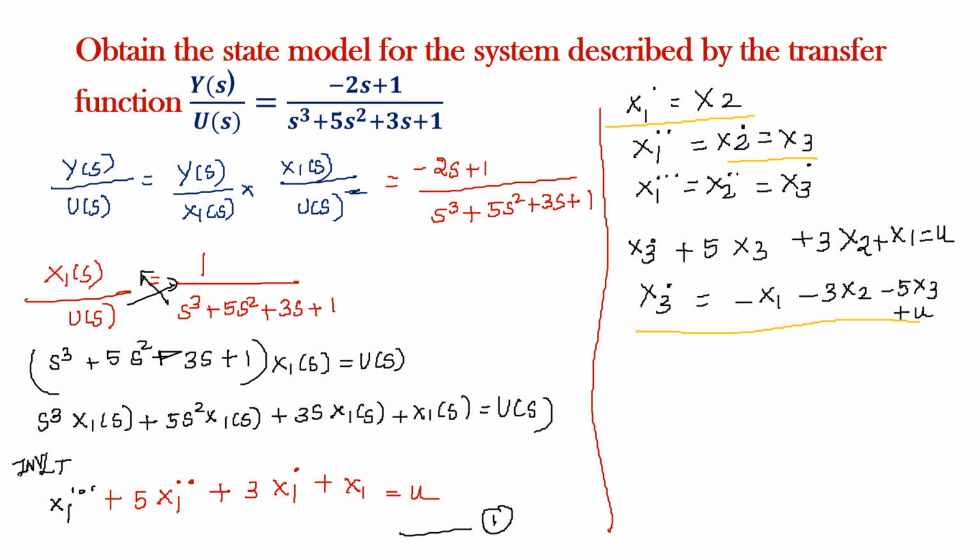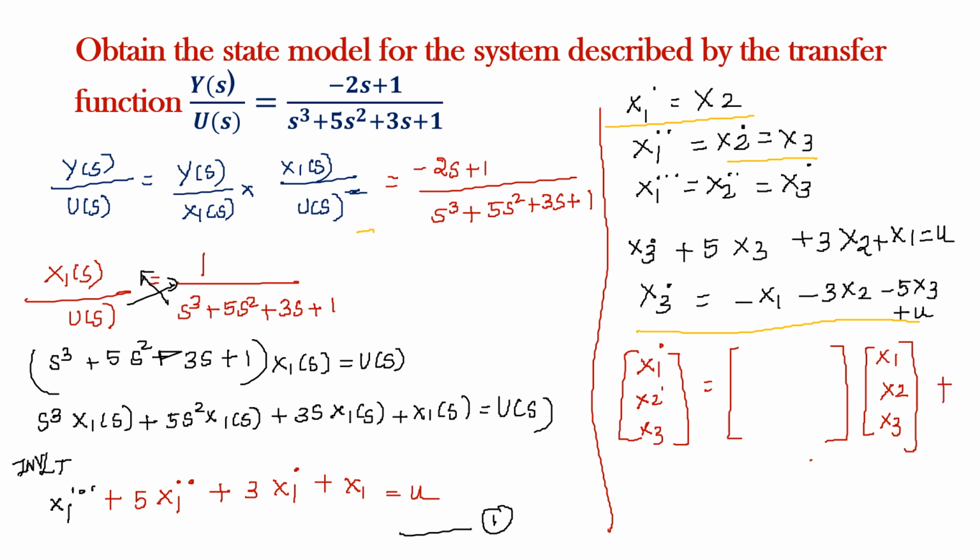Now we have to form the state model in the matrix form. So in matrix form, on the left hand side, you have to write the dot values. So x1 dot, x2 dot, x3 dot on the left hand side. On the right hand side, first you have to write the A matrix. So A into x1, x2, x3 plus B into u.